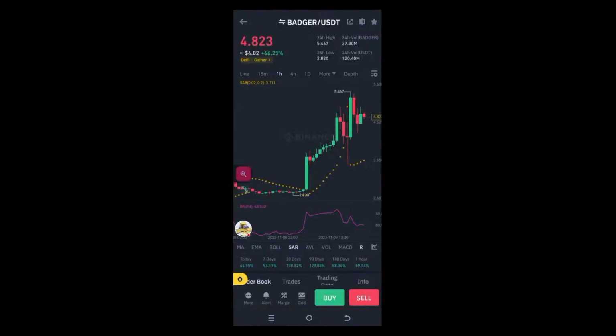Okay, so let me go ahead. First off, like I said, the parabolic SAR has to be underneath. We've seen that. Then it must be in pump mode. So even though the parabolic SAR condition has been met, it's not in pump mode. All right, so those are the two things.